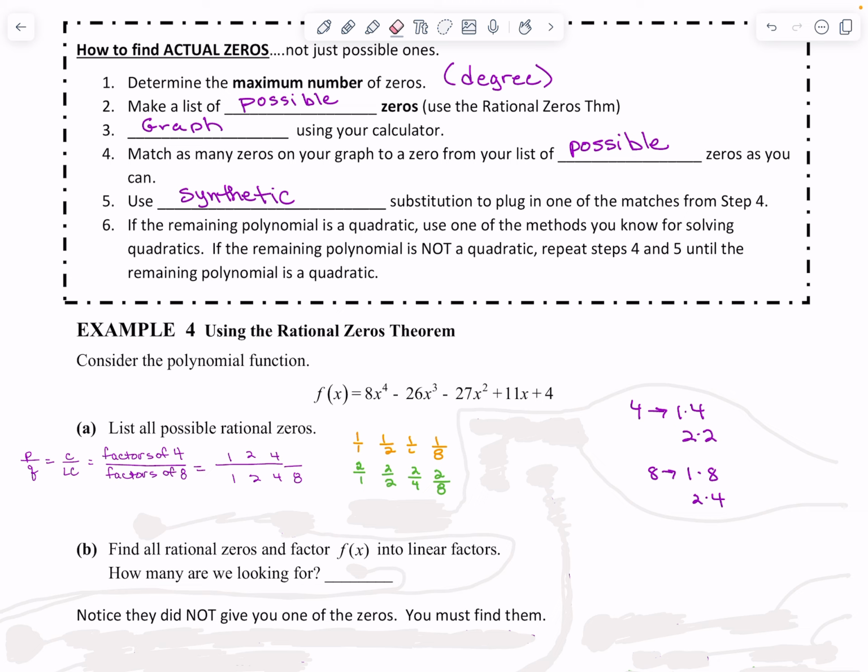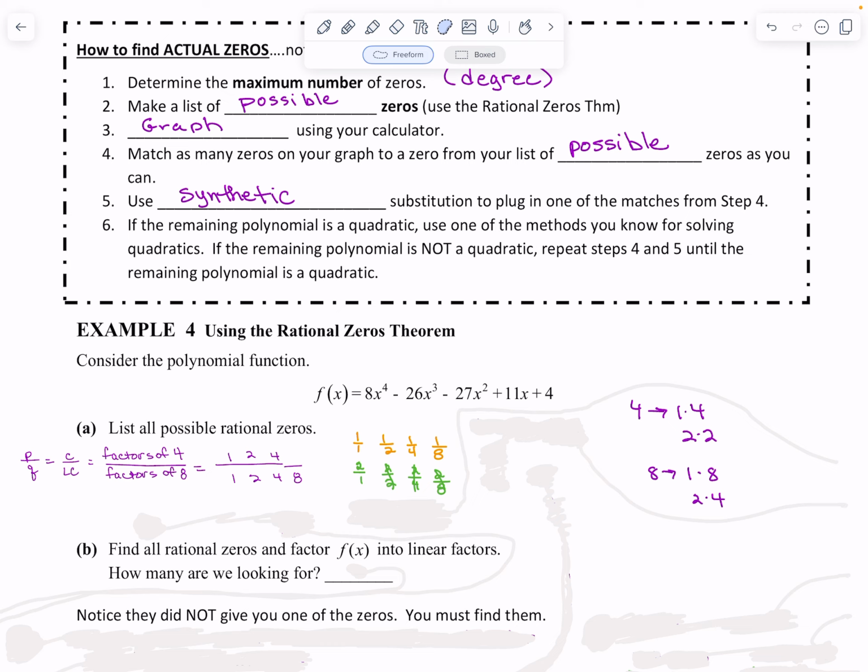Now notice that we already have some of those, right? We've got 2 over 1, that's 2. We don't have that. But 2 over 2, that's just 1. We already have that, right? And then 2/4, well, that's just a half. We already have that written up there. And 2/8, we already have that written up there as 1/4. So we don't have to rewrite them.